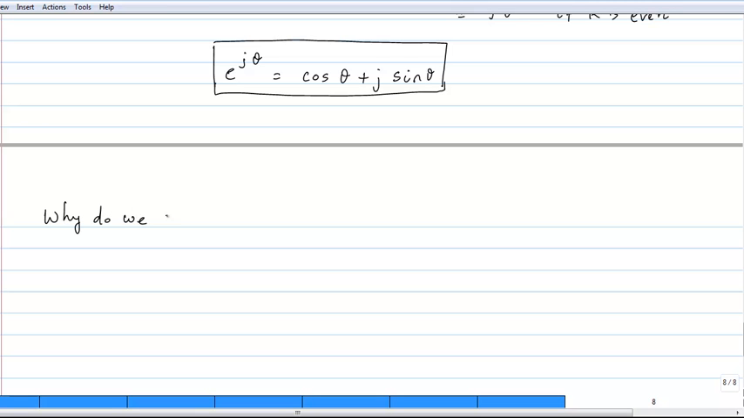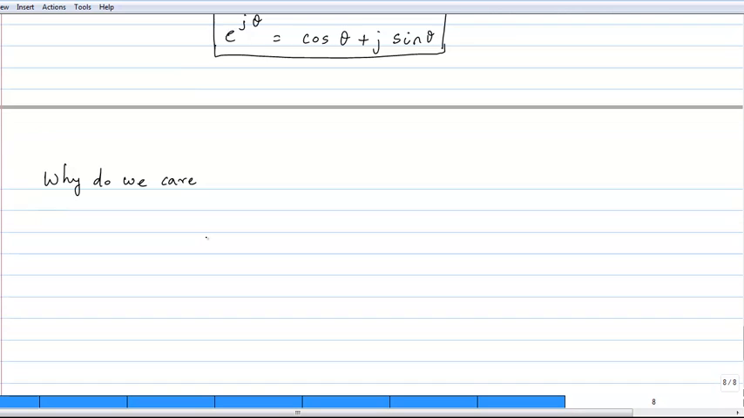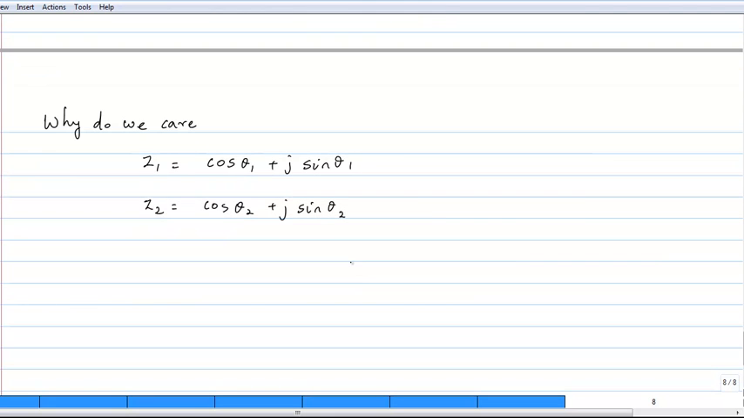So why do we care? Well, we care for many reasons. One of them is the following: it makes algebra easier sometimes. So for example, if I have a complex number z1, which is cosine theta 1 plus j sine theta 1, and another complex number z2, which is cosine theta 2 plus j sine theta 2, and let's say I want to multiply them together, z1 times z2.